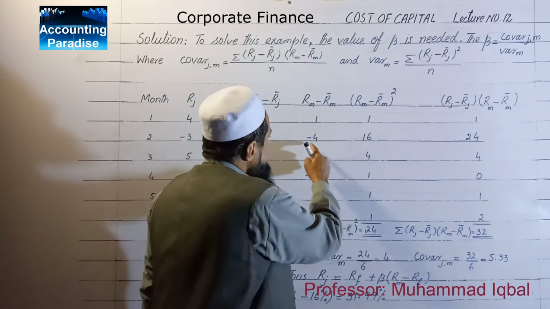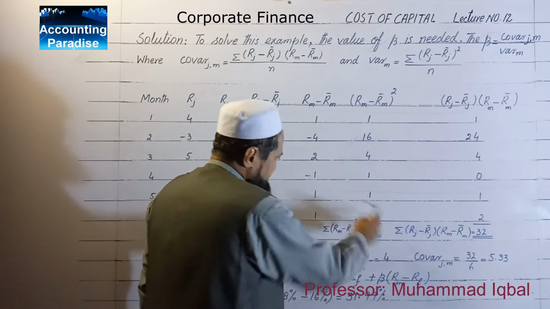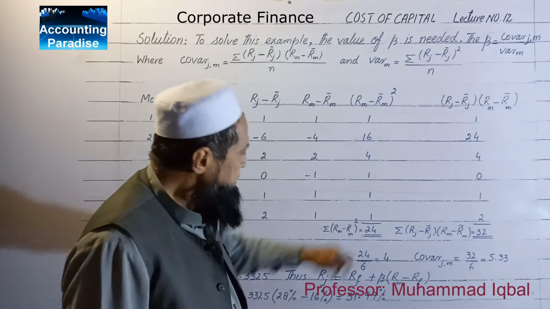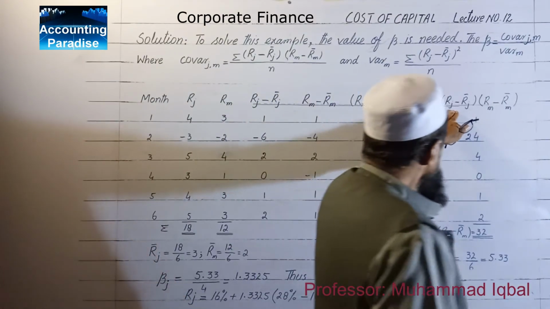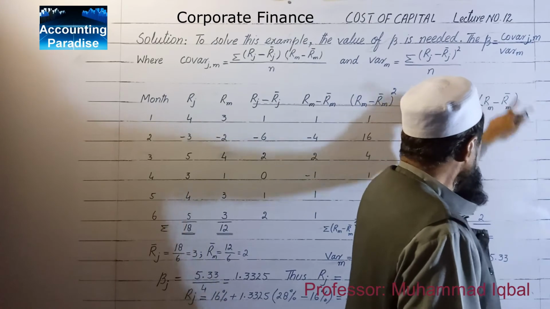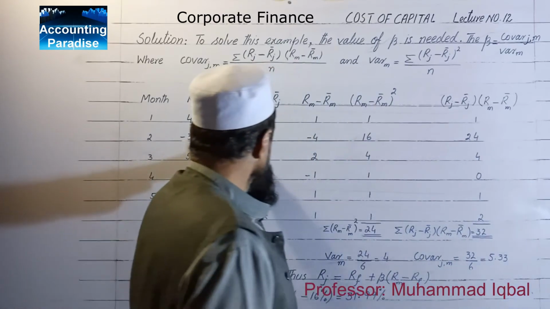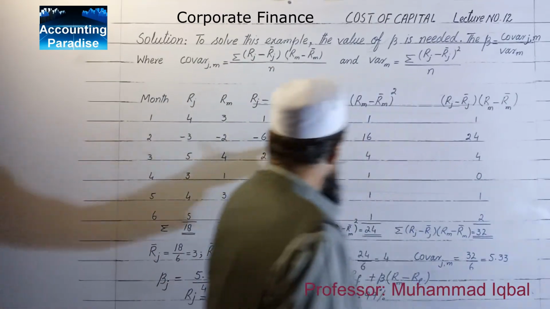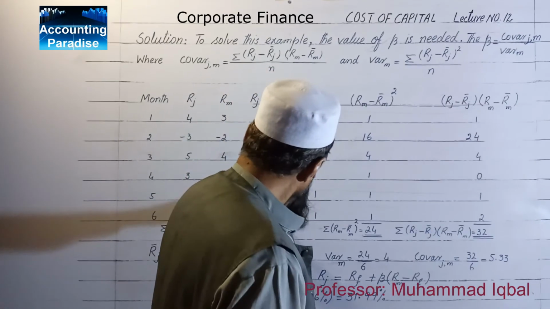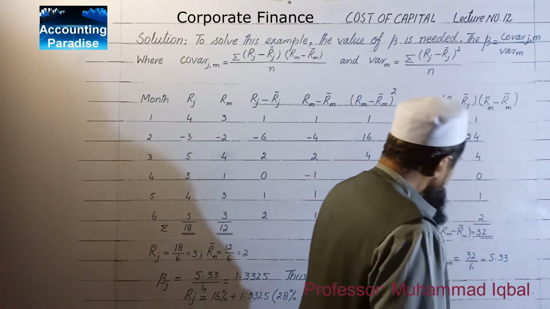Square of 1, 1. Square of minus 4, 16. Square of 2, 4. Minus 1, 1. 1, 1. Their summation is 24. And in the same way, Rj minus R bar j into Rm minus R bar M: 1 into 1, 1. Minus 6 into minus 4, 24. 2 into 2, 4. Minus 1 into 0 is equal to 0. 1 into 1, 1. 2 into 1, 2. Their summation is 32.